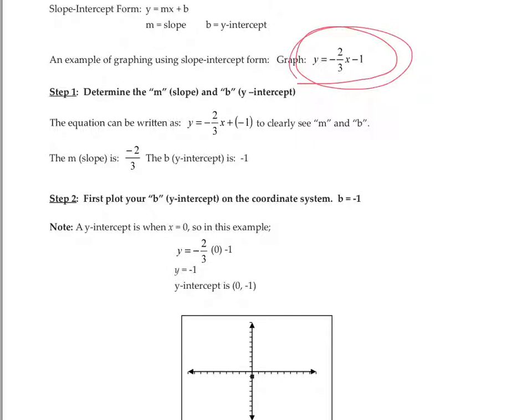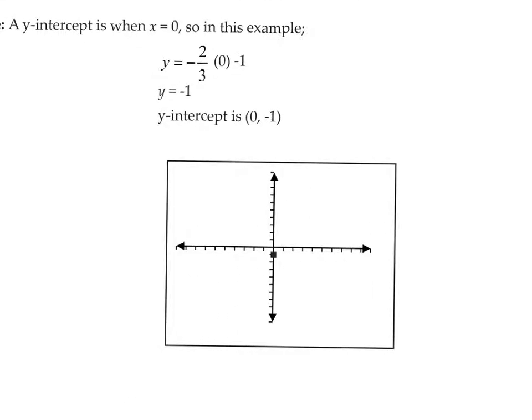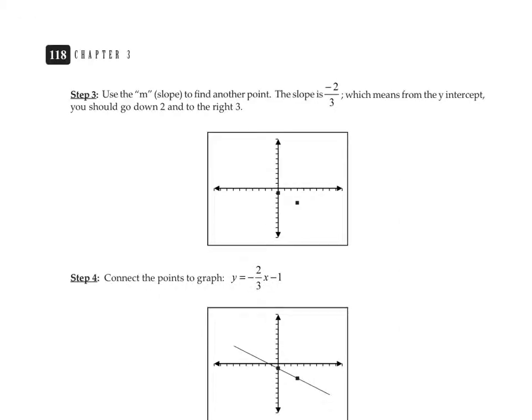So again, this indicates that the y-intercept is 0, negative 1. The y-coordinate is negative 1 from the back part of the equation here. The y-intercept always has a 0 for x, and then the y-coordinate is found at the end of the equation as negative 1. When we're graphing an equation in this form, we always start with what we know, the y-intercept, and we put a point there. You can see the author has put that point on there for you right here.